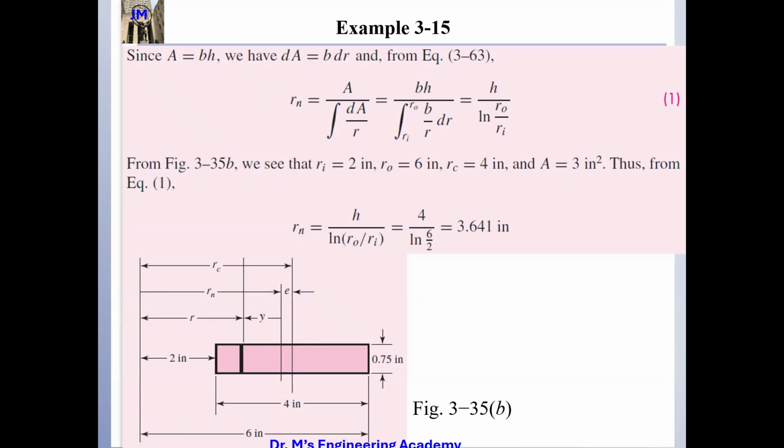Okay, so this is how we calculate this Rn, and we just plug in and calculate this value. So this is the first step. Calculate this Rn, and after we calculate this Rn, we can calculate this e.